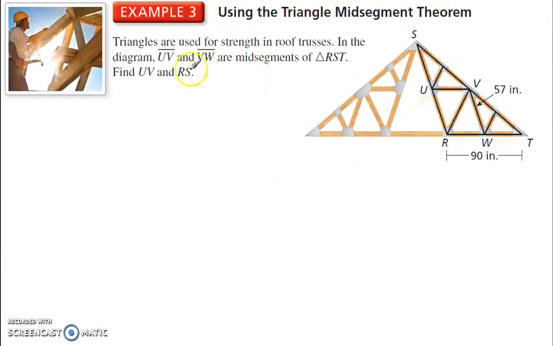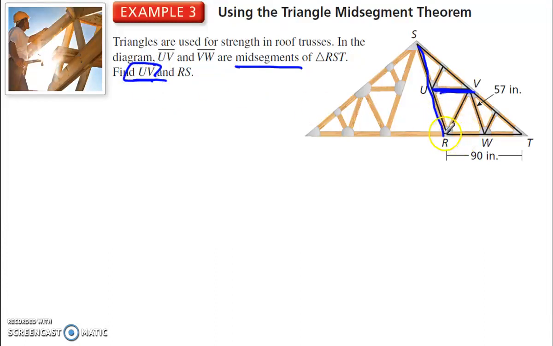Alright, if we want to use it, very easy, very fun to use. We want to find UV, this segment right here, and RS, this side right there. And we know that these are mid-segments. UV is a mid-segment, and VW is a mid-segment. Okay, so we'll find UV first.